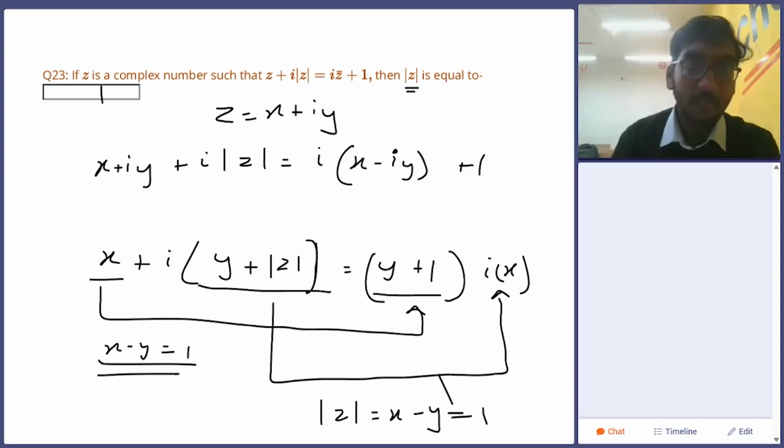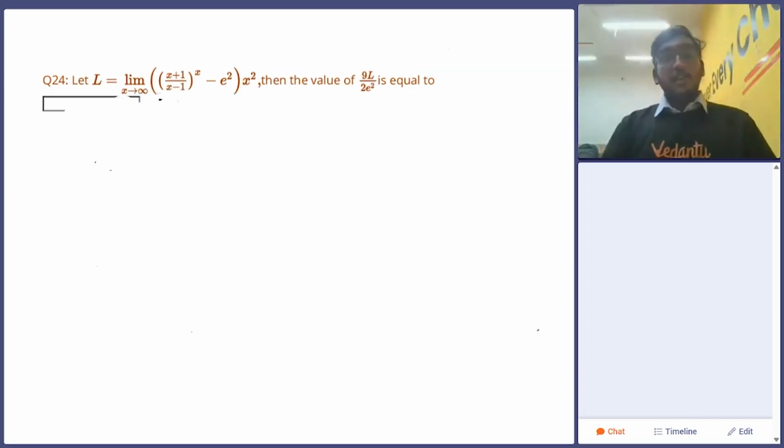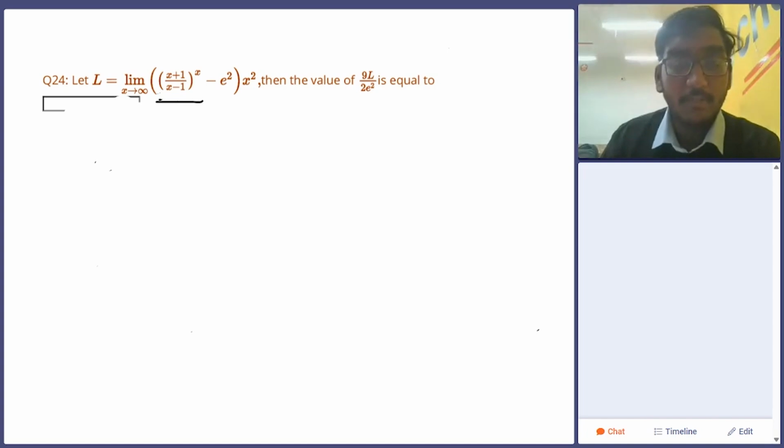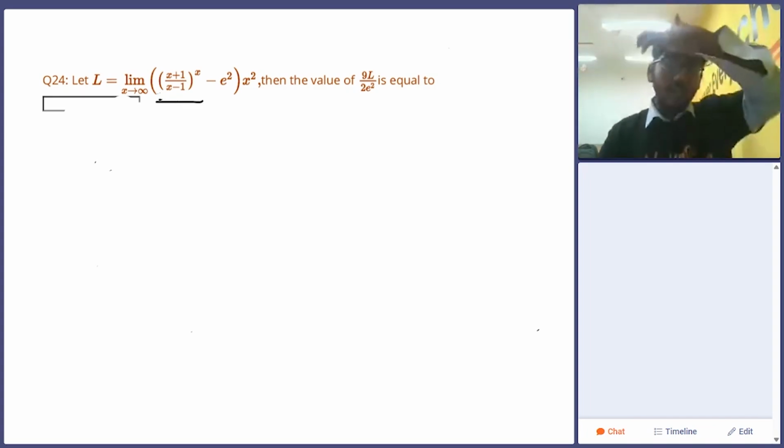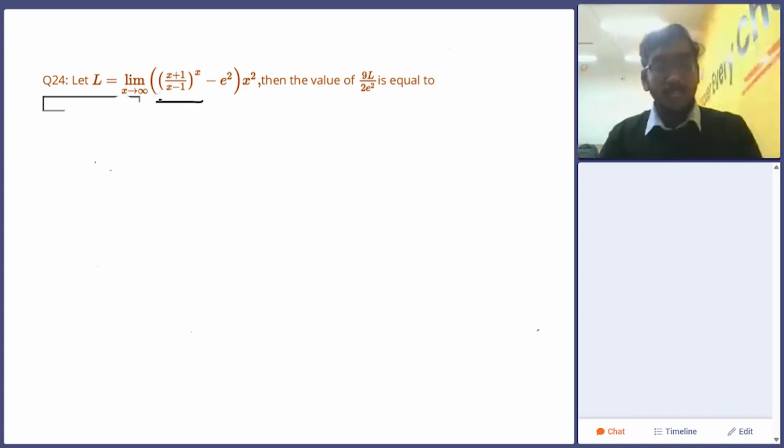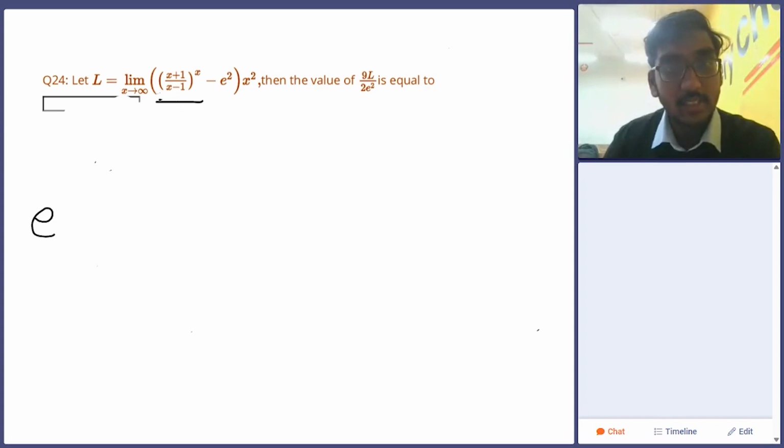Yes. So we are asked to evaluate the value of this limit. See, this is of the form 1 power infinity. So you can replace it as follows: whenever you find any function of the form 1 power infinity, you just introduce e as the base.